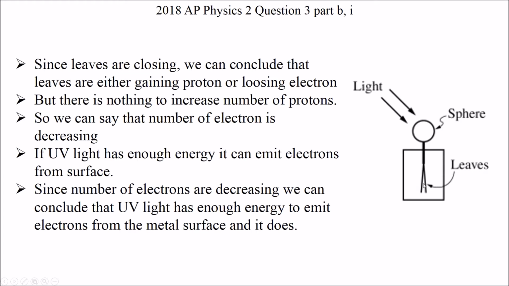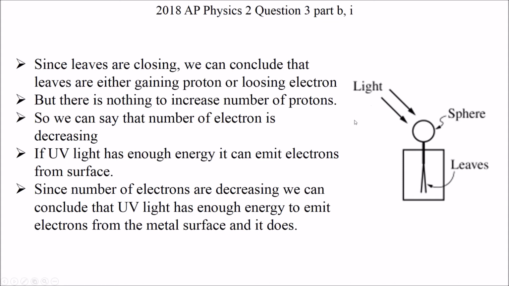For the leaves to get close, you need one of two conditions. One is that you're going to have more protons on the leaves, so that there is less negative effect and they get closer. Or you're going to have fewer electrons, so you need to lose electrons from the surfaces, and then you're going to have fewer electrons and the leaves will get close.